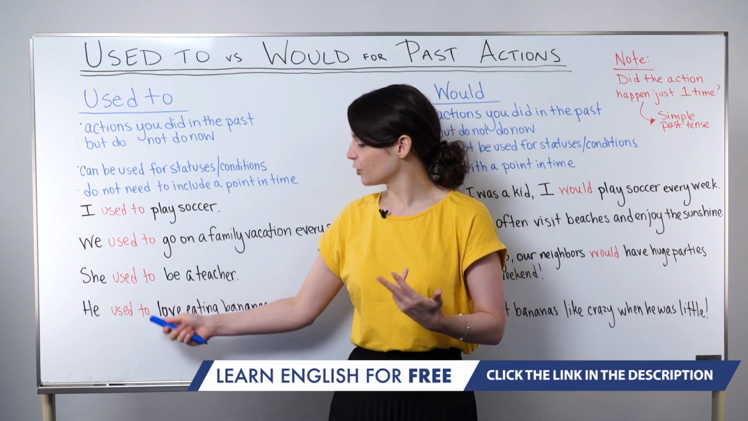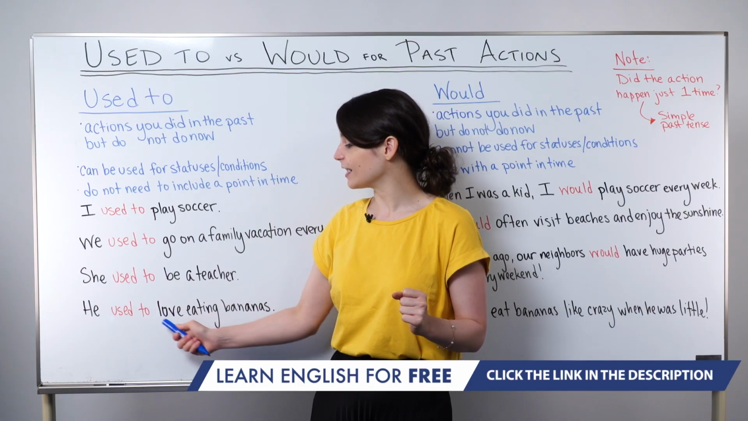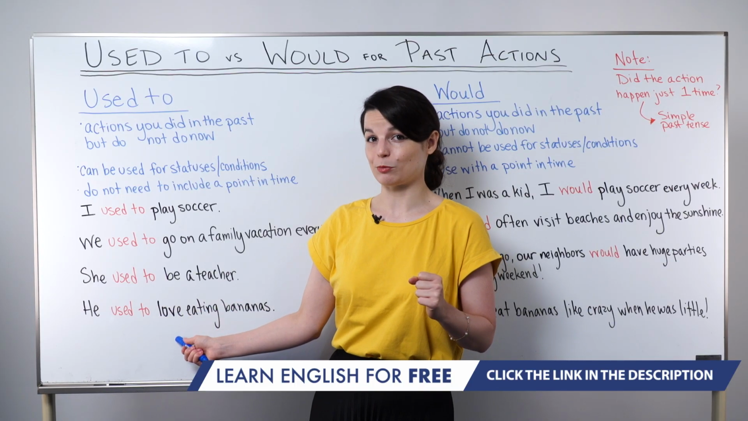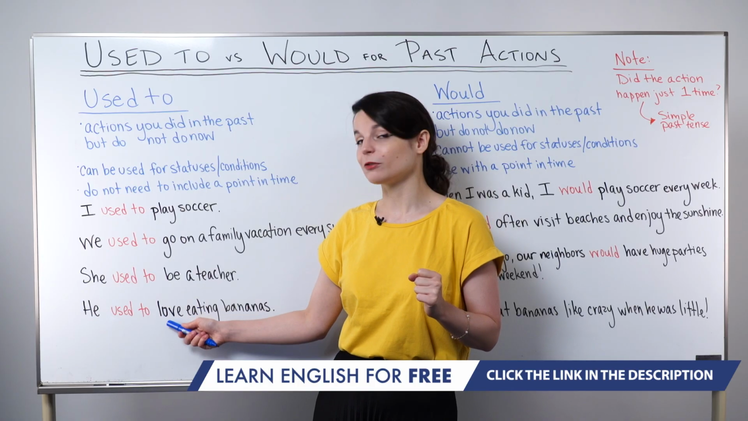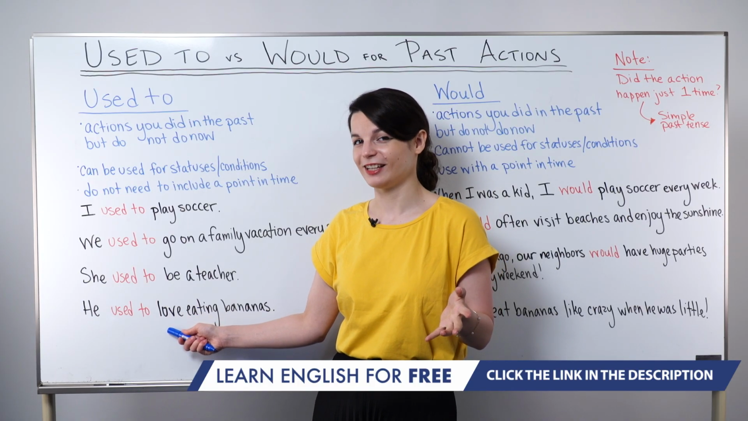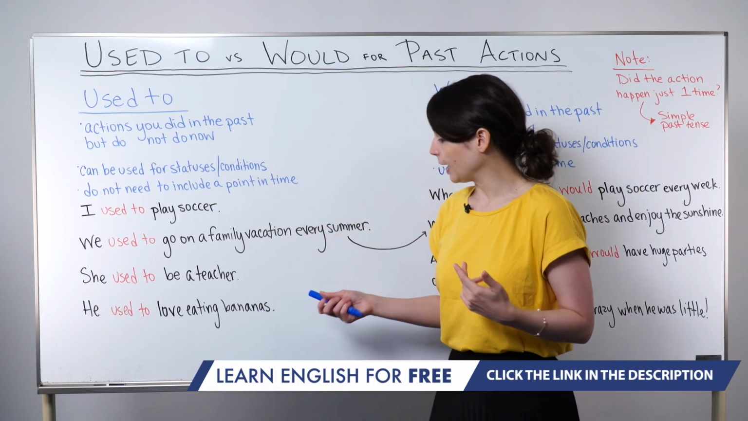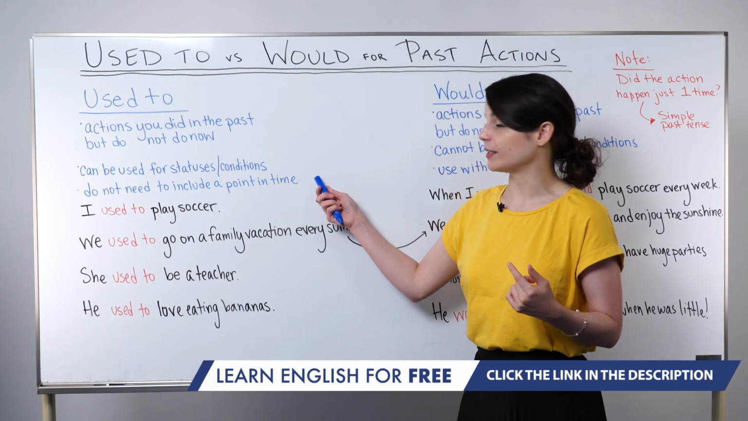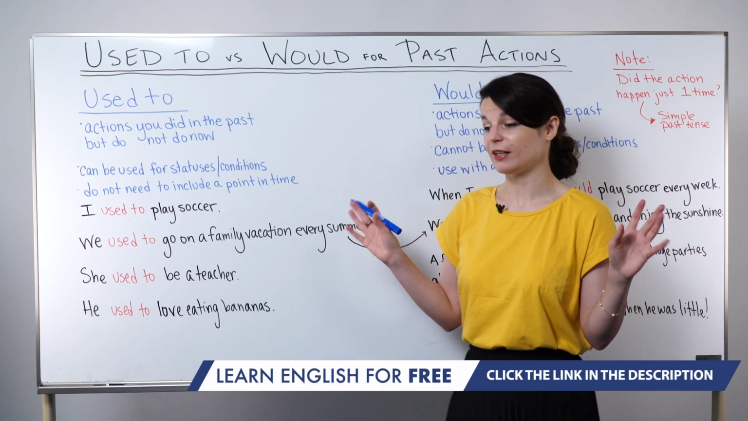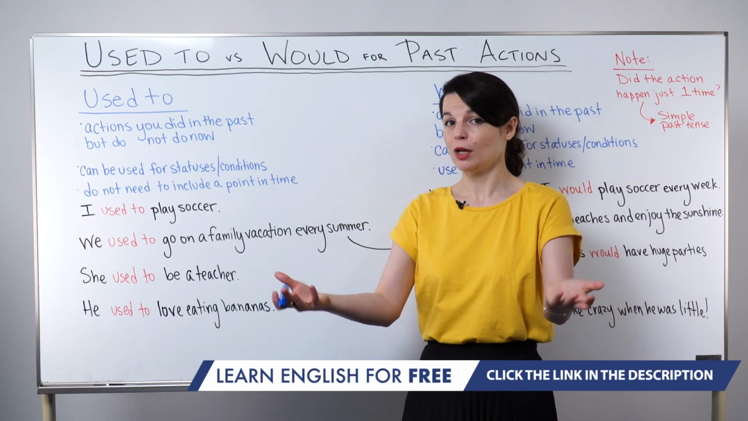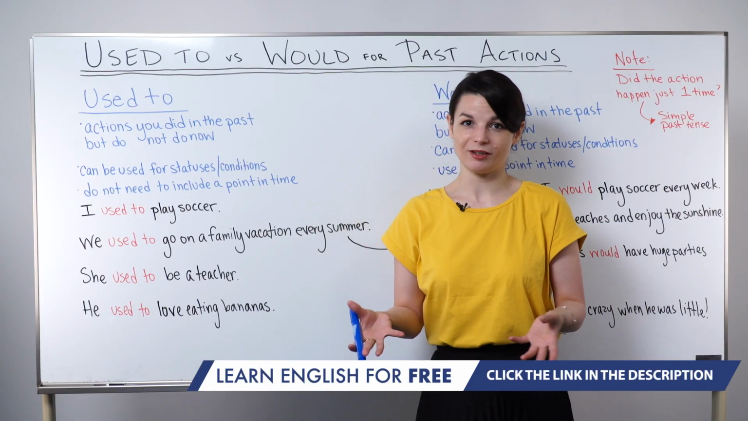He used to love eating bananas means now he does not love eating bananas. He used to love it, maybe now he hates it. So this shows it is no longer true. Again, in this sentence, I don't have a specific point in time. We don't need to use a specific point in time. It's very common to follow up with a simple past tense expression that gives us more information.